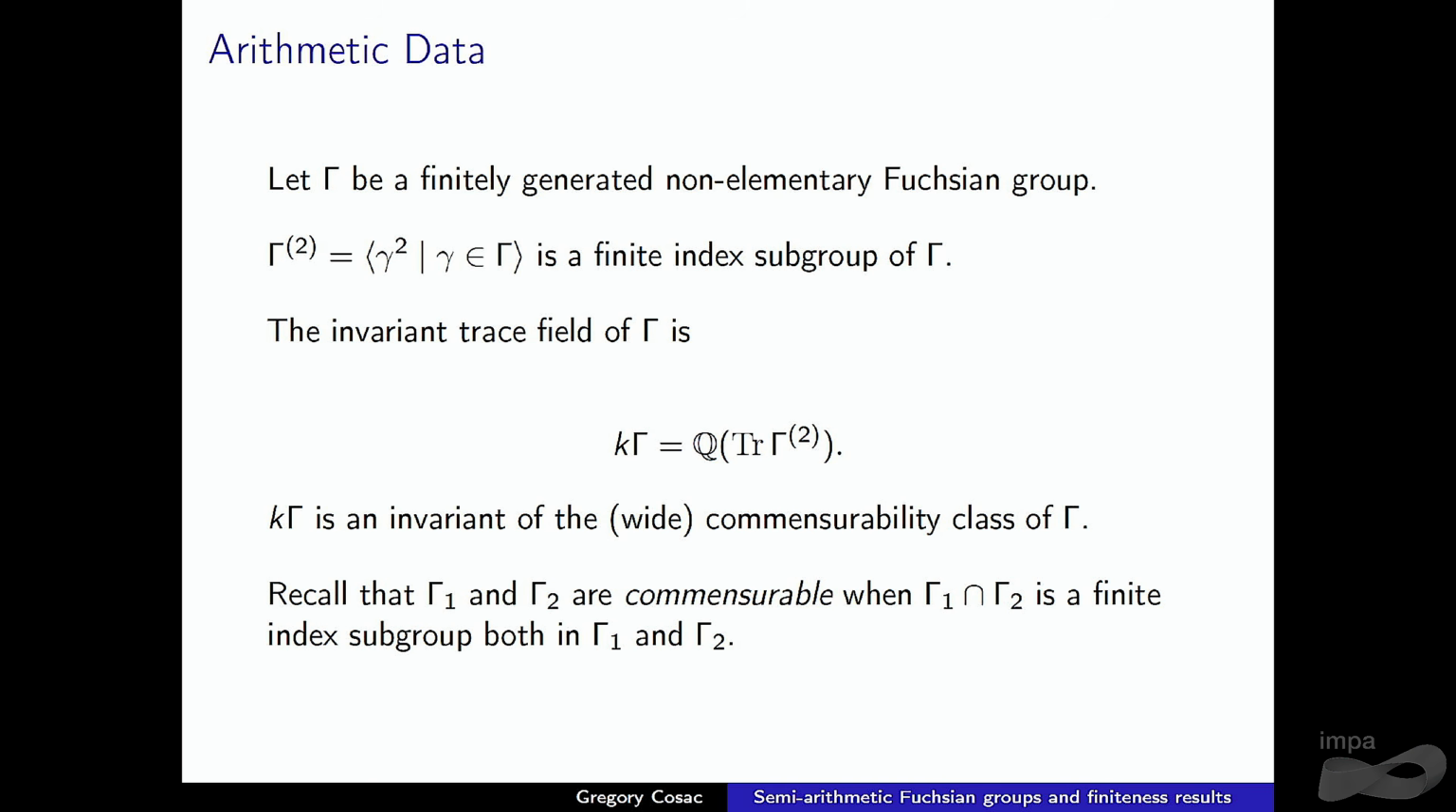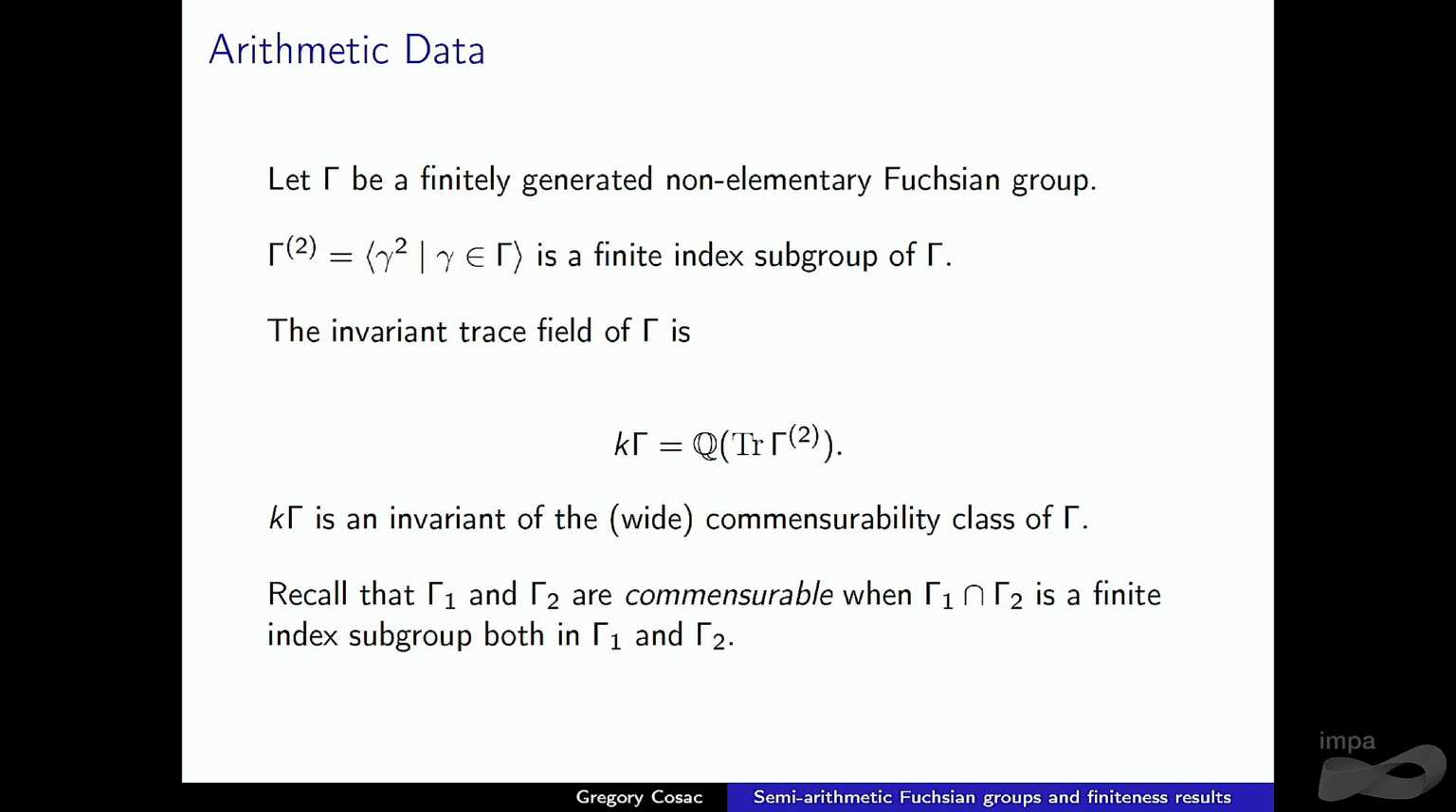So you take all the traces from all elements of this subgroup, gamma squared, and you adjoin them to the rational numbers. You generate this field, and this is called the invariant trace field. It's called the invariant trace field for a reason, because it's invariant under commensurability.